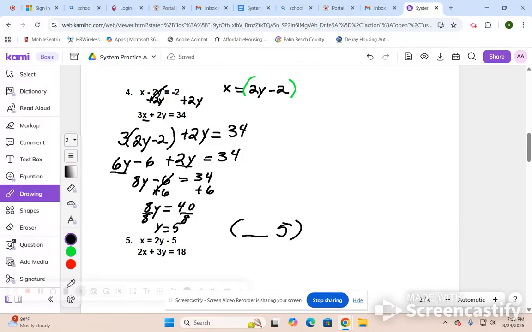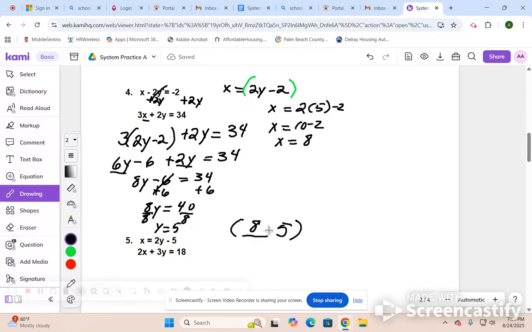We're still missing the x value. We need to find the x value. So we're going to go up right here into this equation because this equation and this equation are equivalent. So let's replace y here with 5 and solve it for x. So that's 10 minus 2, so that means x is 8.